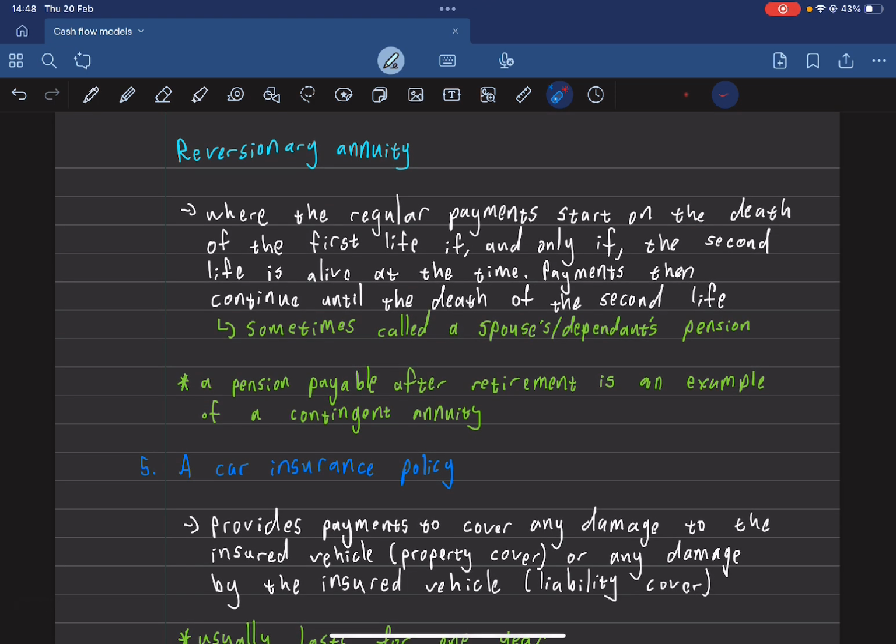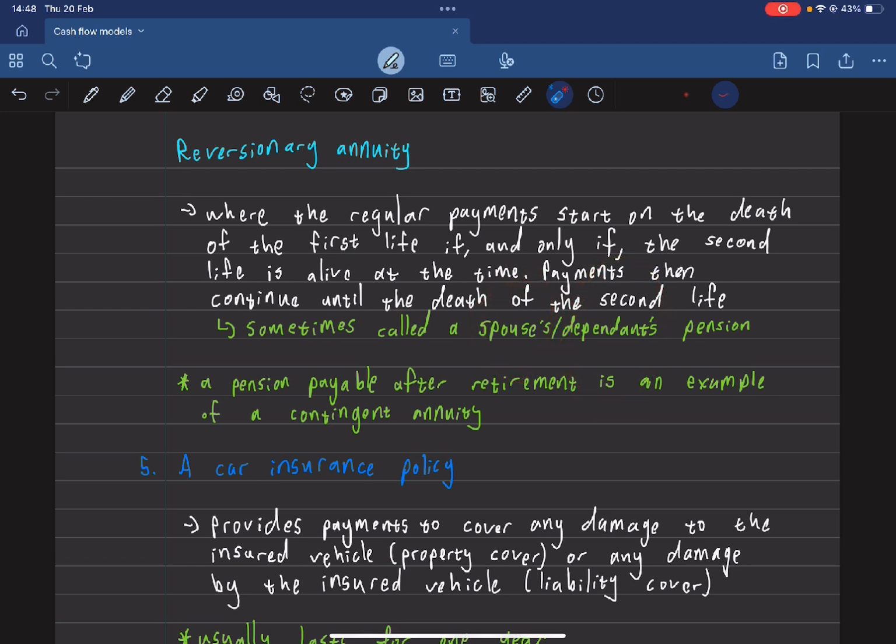The next one is a reversionary annuity. So this is where the regular payments start on the death of the first life, if and only if the second life is alive at the same time, and then the payments will continue until the death of the second life. So let's say person A is married to person B. You don't get any payments until person A dies, and then person B will get payments until person B dies. So that would be an example of a reversionary annuity. And sometimes it's called a spouse's or a dependent's annuity.